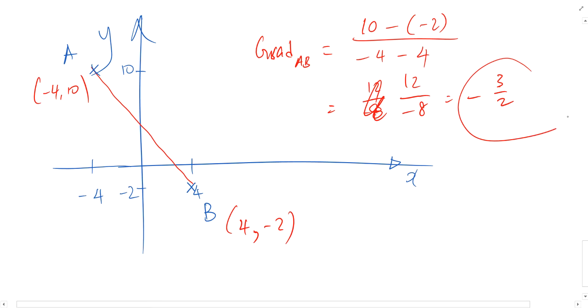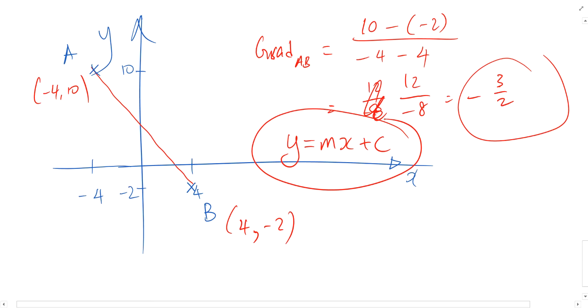Now that I have the gradient, what can I do with it? Sub into what? y equals mx plus c. Why must we choose y equals mx plus c? This is the equation of a straight line. Every straight line will have this equation except straight lines that look like this. This one will be x equals to something. It's not y equals mx plus c anymore.